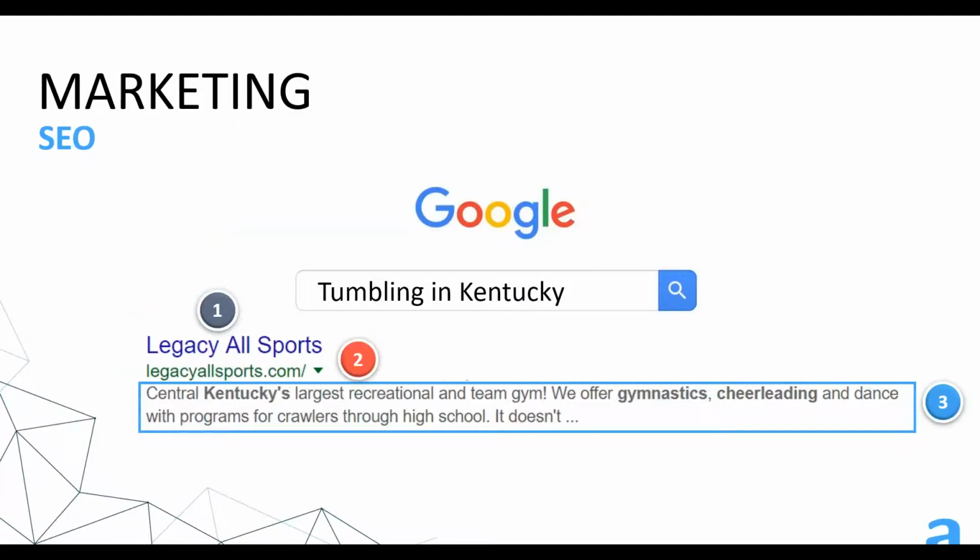I want to talk about SEO. So if any of you have been to the classes we did at the varsity conferences, you've heard me talk a lot about SEO. It's so important regardless of the size of your gym, so I'm going to mention it again. SEO is what matches a search on Google, Bing, Yahoo, or any other search engine to your website. So here's what would appear when someone searched tumbling in Kentucky. You'd have the page title, Legacy All Sports, the URL, and then what's called the meta description.